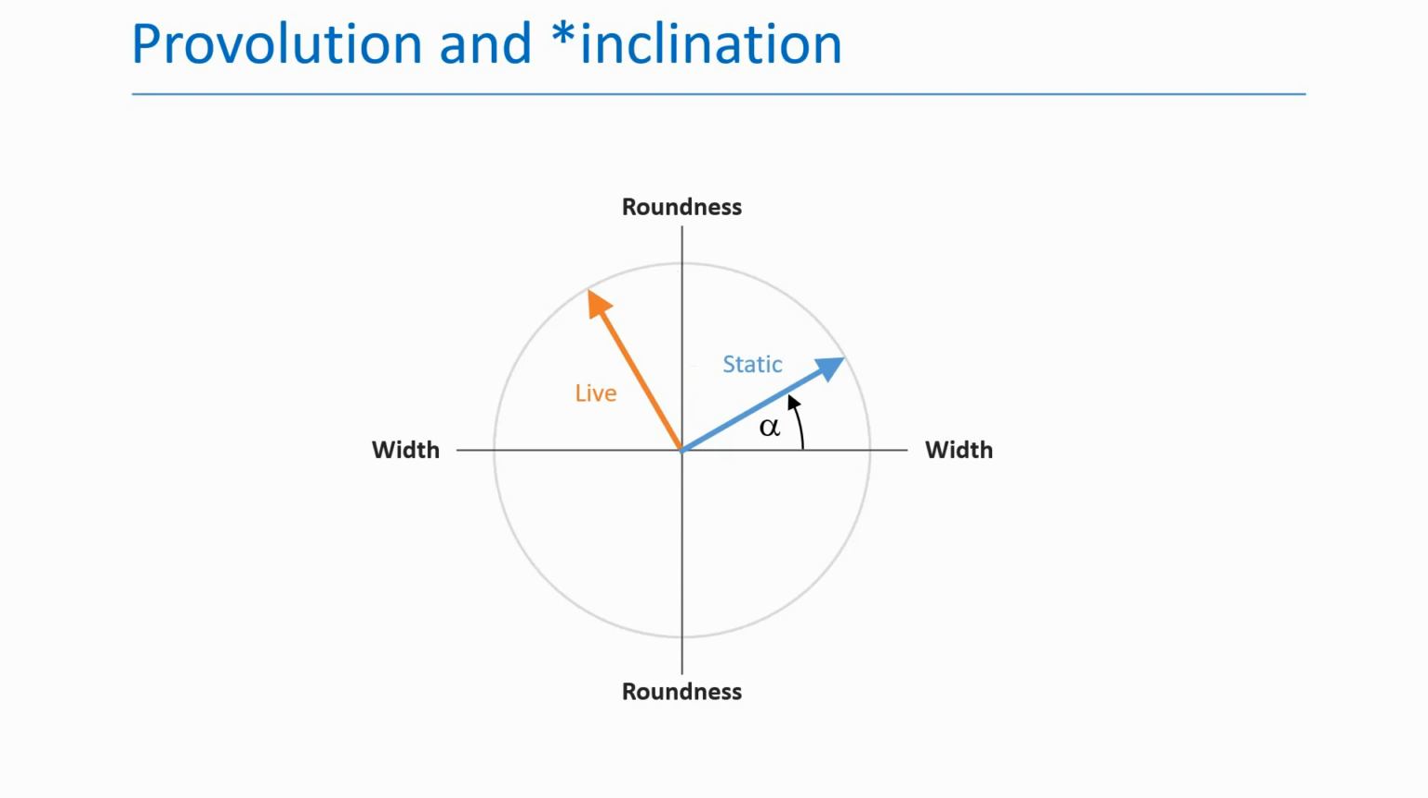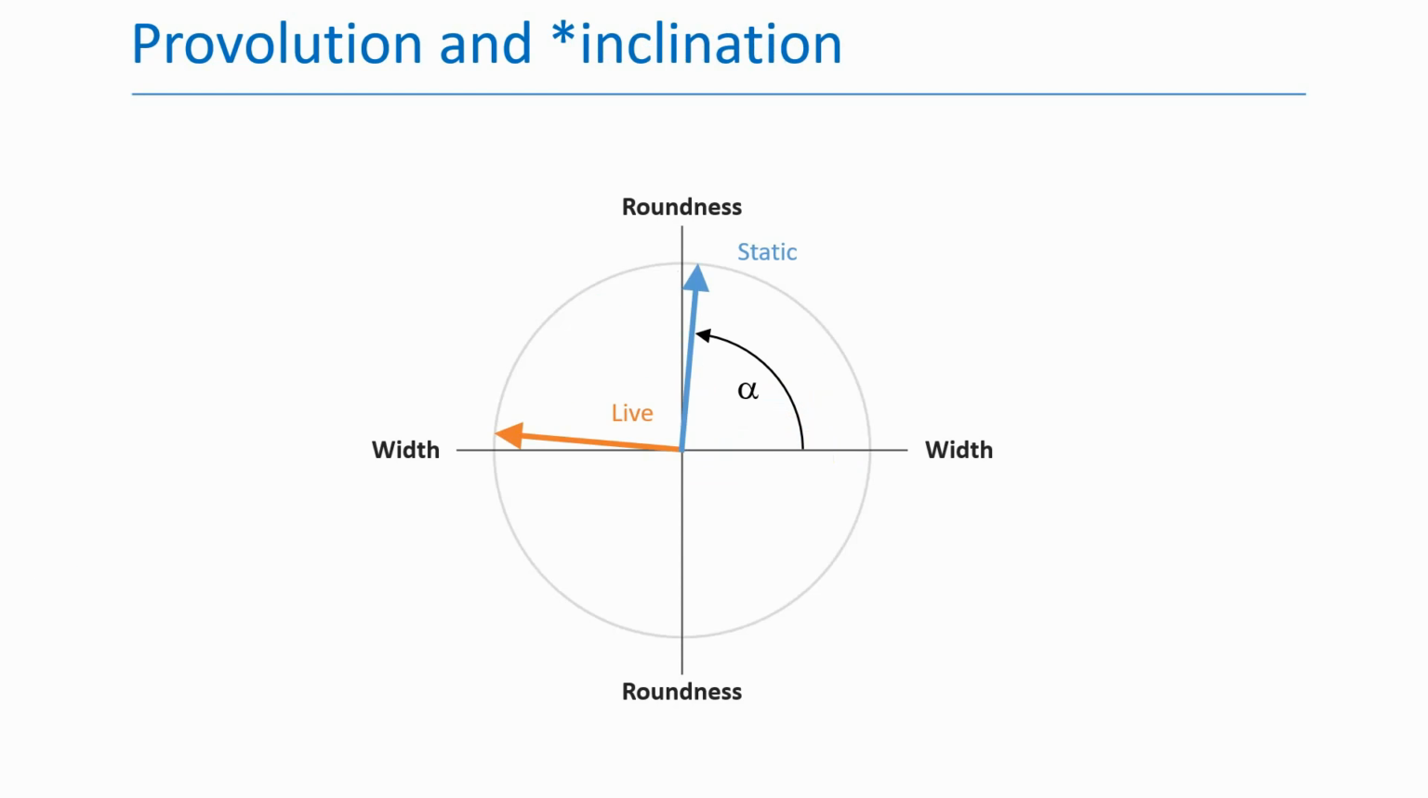After some provolution, neither stripe corresponds directly to width or to roundness. Instead, both incline somewhere in between, which we can roughly quantify by the angle of provolution, but it's not a clear physical angle that you could measure with a protractor.